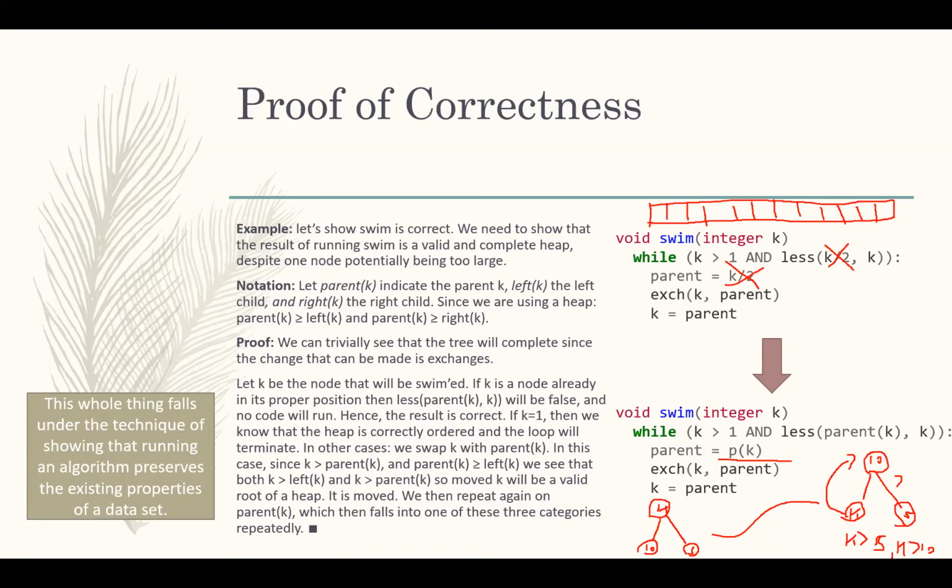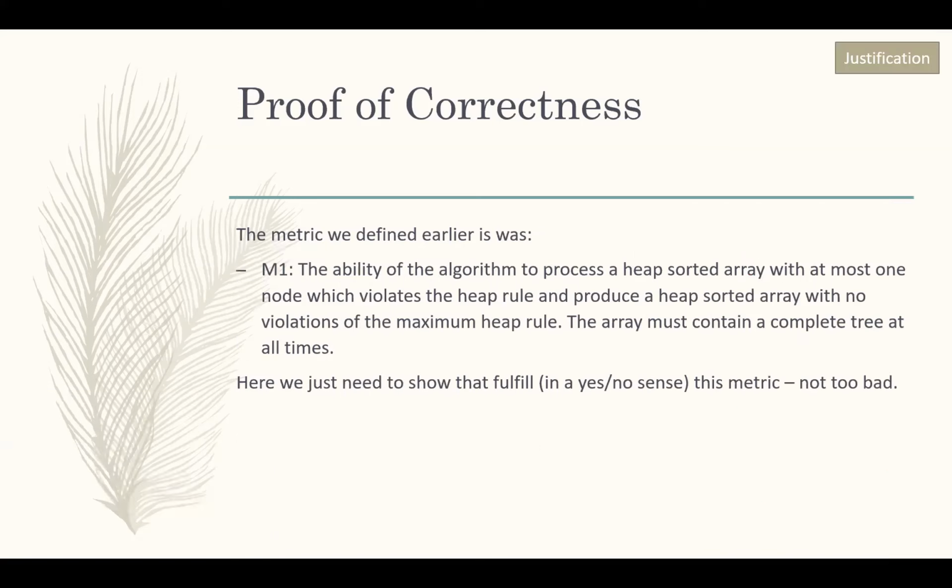So real quick, let's try applying a proof of correctness to our actual algorithm. It's not going to be too bad because it relies on the fact that swim and sink work. We want to make sure that we are processing the heap with at most one node that's out of order, that it gets fixed, and that the tree is complete at all times. That's our metric one, so we want to show that that's met.